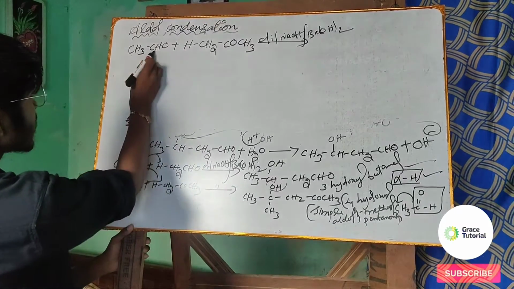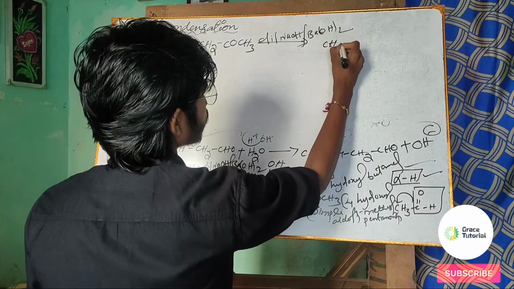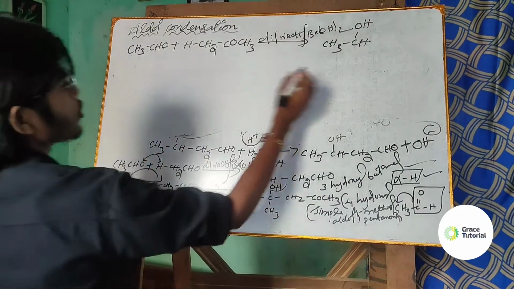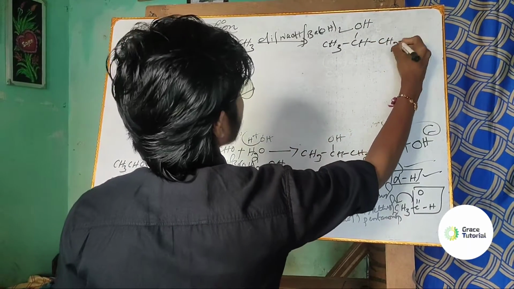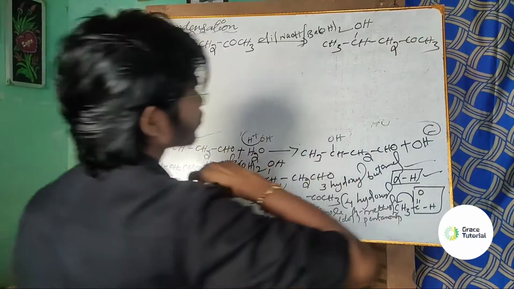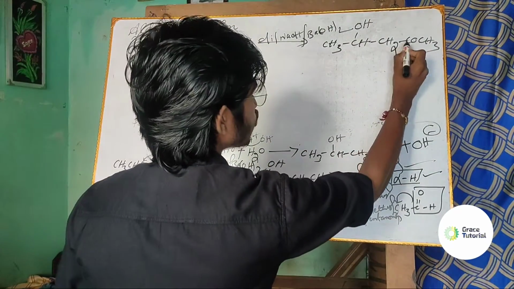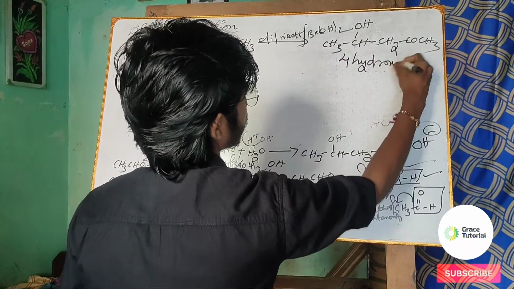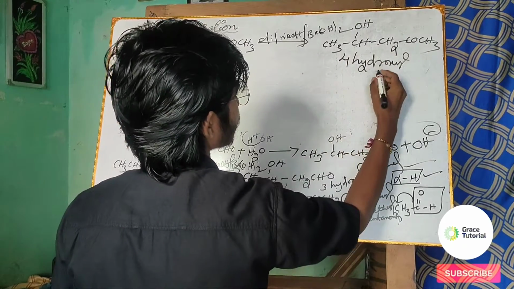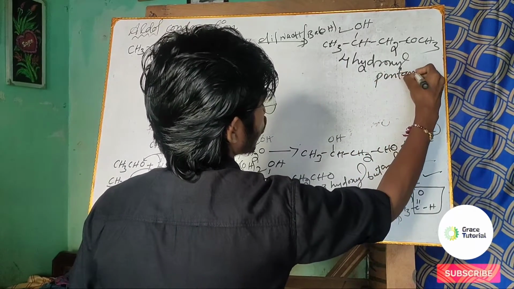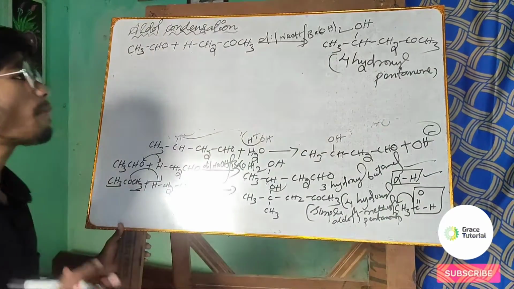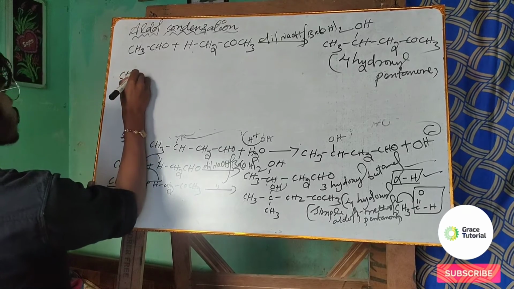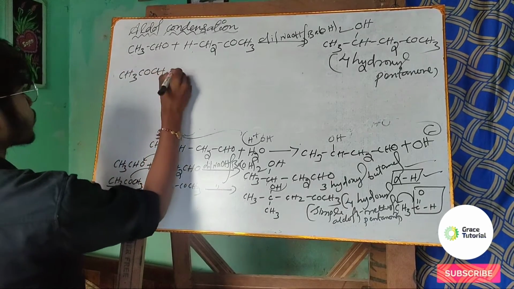Now what happens? CH3 single bond CH, here OH. Why? Because of this O and H, again CH2, again CO, CH3. What is the name of this compound? 1, 2, 3, 4. So 4-hydroxy, 1, 2, 3, 4, 5. 4-hydroxy pentanone is obtained.